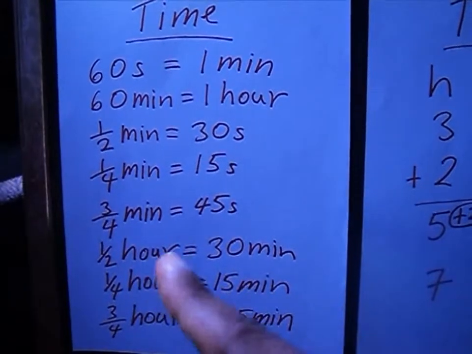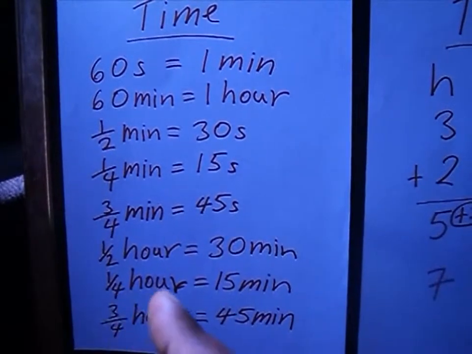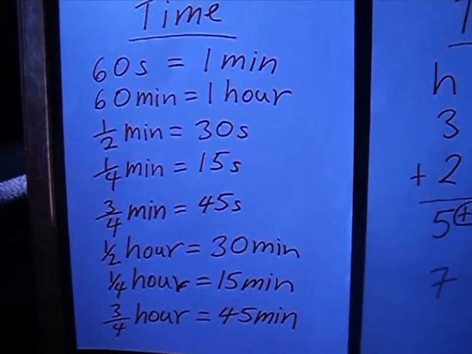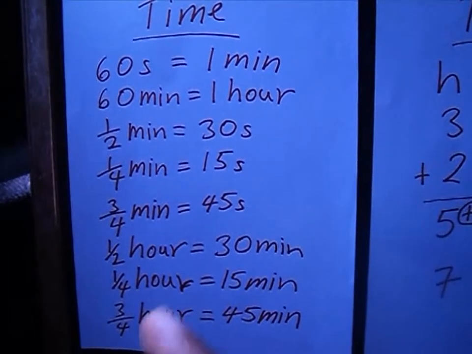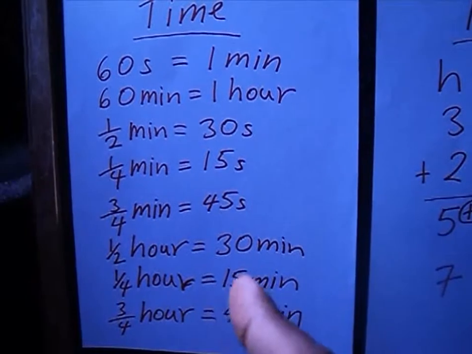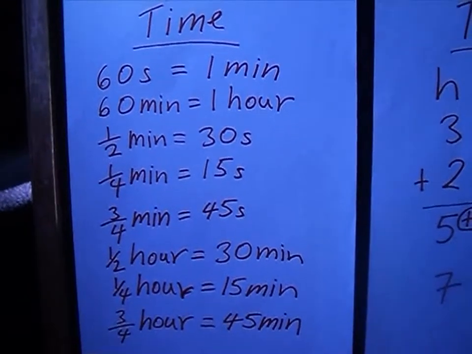Half of an hour is 30 minutes. A quarter of an hour is 15 minutes. 3/4 of an hour, which is 3 of this, so 3 times 15 is 45 minutes.